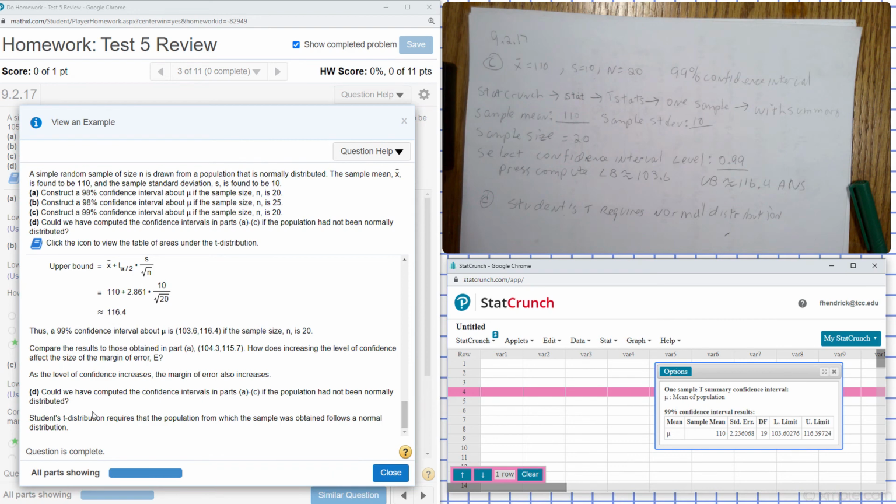It asks the question, could we have computed the confidence intervals in parts A through C if the population had not been normally distributed? Student's t-distribution requires that the population follows a normal distribution, so we could not have.